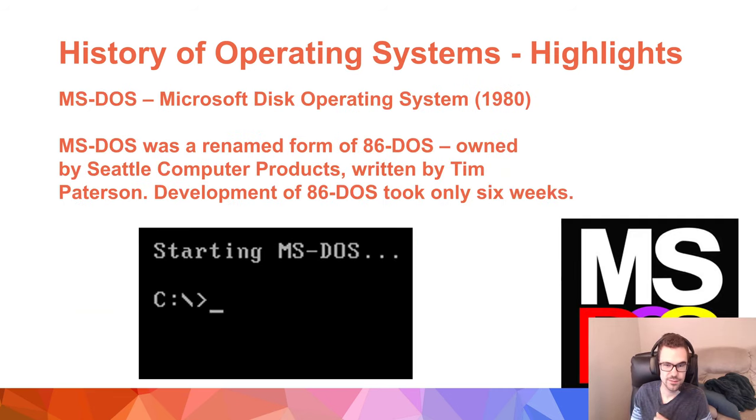And then another notable system that took us a giant step forward in operating systems was MS-DOS, which stands for Microsoft Disk Operating System, 1980. MS-DOS was renamed 86-DOS, and is owned by Seattle Computer Productions. It's written by Tim Patterson, and it only took 6 weeks to develop, which is phenomenally fast. In today's age, you spend hundreds of thousands of man hours to get an operating system off the ground, and people work on it on and on.